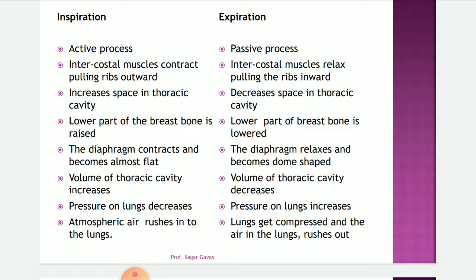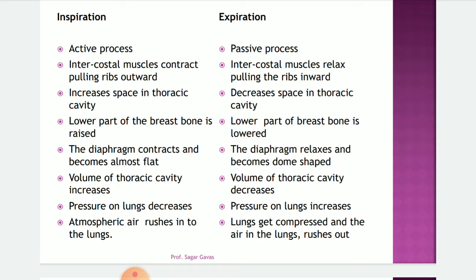Here the sternum is going to move downward and inward. So the diaphragm contracts here, and here the diaphragm is going to relax. Here the diaphragm becomes flat, here the diaphragm becomes dome-shaped. So because of these activities, the volume of the thoracic cavity increases in inspiration. In expiration, it decreases.